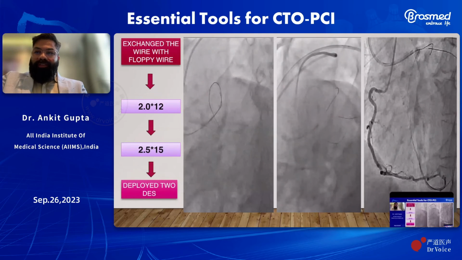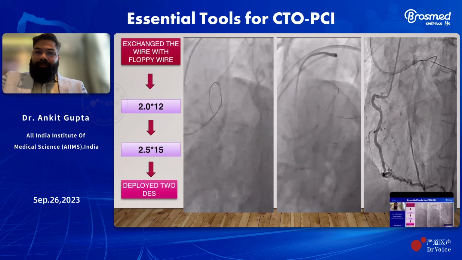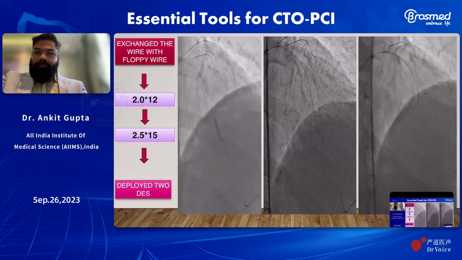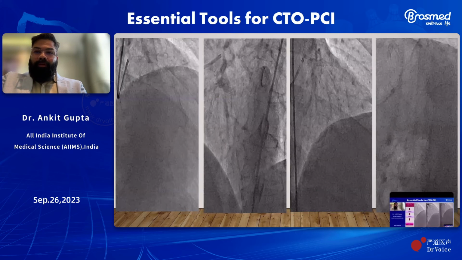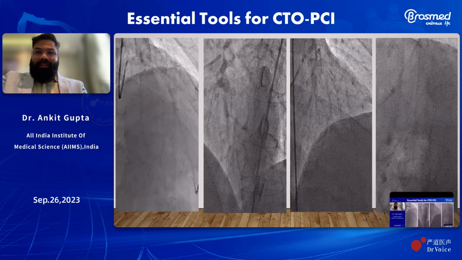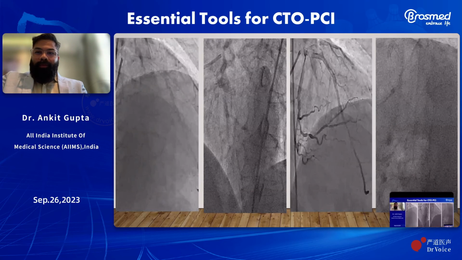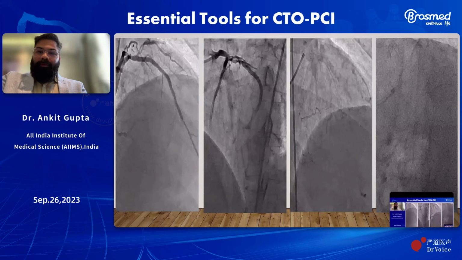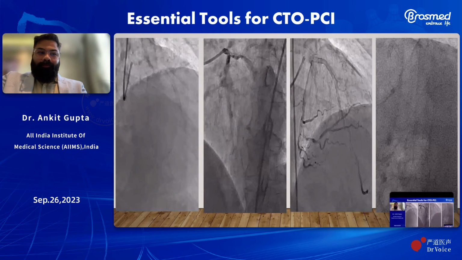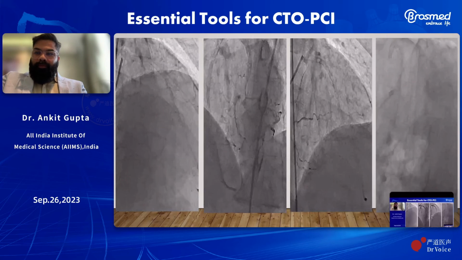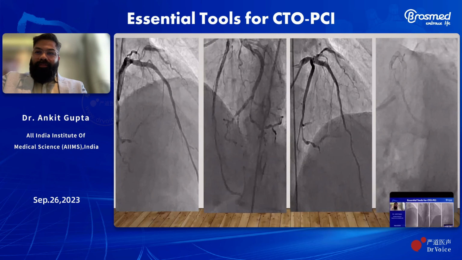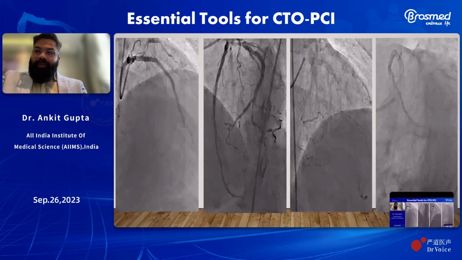Then I took 2 DES, 2.75 and 3.5 by 48, overlapped with each other, both dilated with a 3 and 3.5, giving good results with TIMI 3 flow. Here are all the angiograms in the epicranial, allocranial, and the spider views.